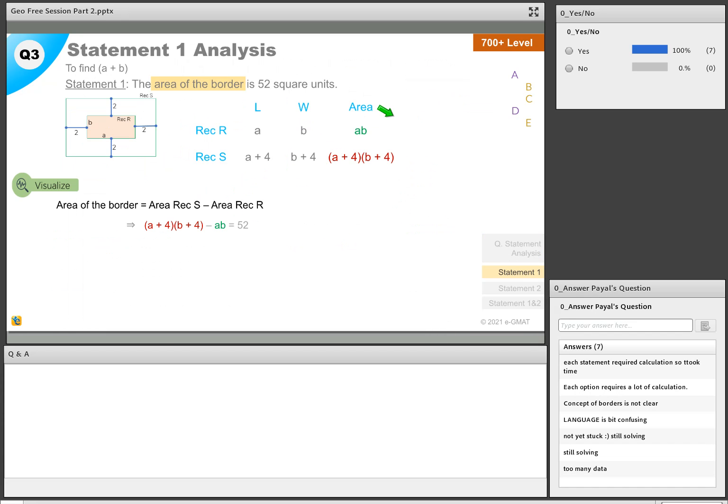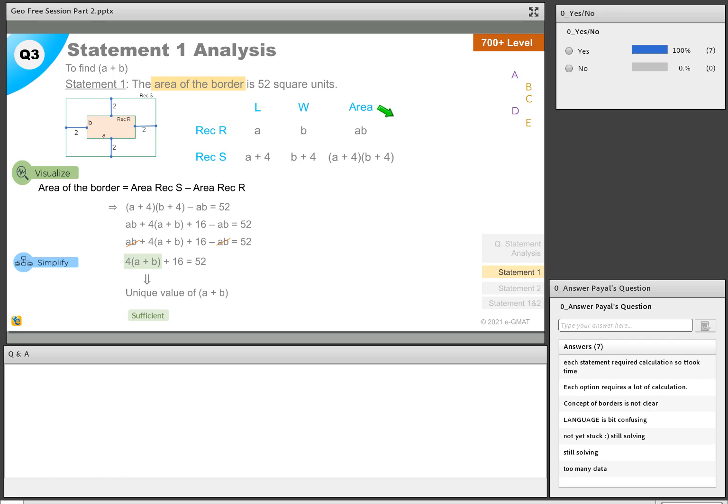Now, area of the border is 52 square units. Now, you did exactly the same analysis in the previous question. It's just that now you have more information given in terms of the width, right? And when you put in that information, what you actually get is the unique value of A plus B, which means that statement 1 is sufficient. Again, simplification process skill is the key over here, so that you can sift through the information and you can arrive at the value of A plus B.